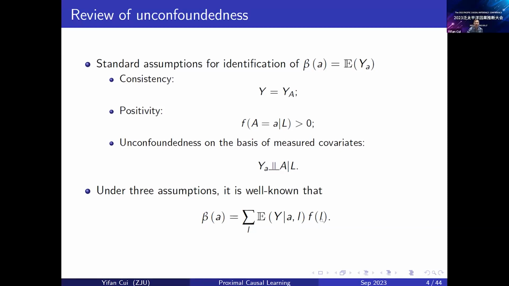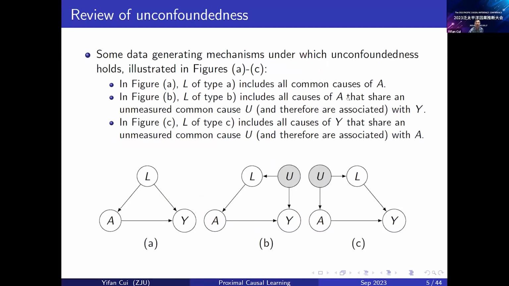For an observational study, researchers might question this unconfoundedness assumption because it is not a testable assumption. So let's now look into this unconfoundedness assumption. When we think of unconfoundedness given L, we will first think about figure A. Most of us, I guess, think L includes all causes of treatment A and outcome Y. But in fact, unconfoundedness is more general than that. For example, in figure B and figure C, the unconfoundedness assumption given L also holds.